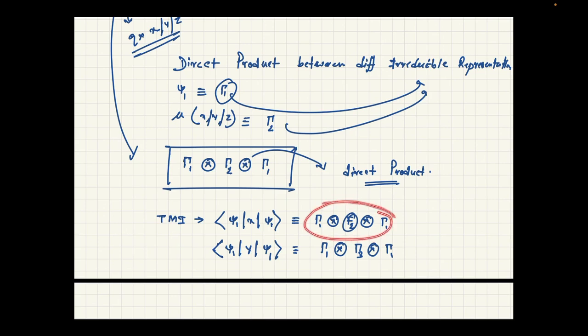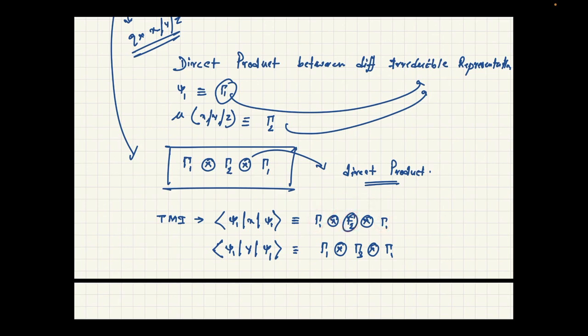Okay, now what is the condition for this direct product to give us a totally symmetric representation? Basically, the ground state of any normal mode will be a totally symmetric representation. Now this is gamma 1 and this is gamma 1. So gamma 1 times gamma 1, that means if you do the direct product between the same irreducible representation, then it will give us a totally symmetric representation like this.